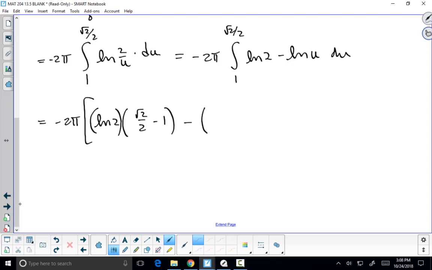Minus the quantity, what's the integral of ln u? u ln u minus u. Yeah, exactly. And that one has to be evaluated still. So let's move that just a smidge out. This piece right here has got to be evaluated still.